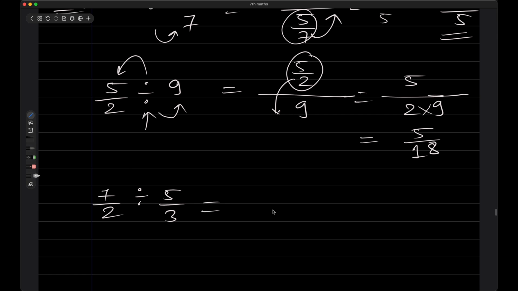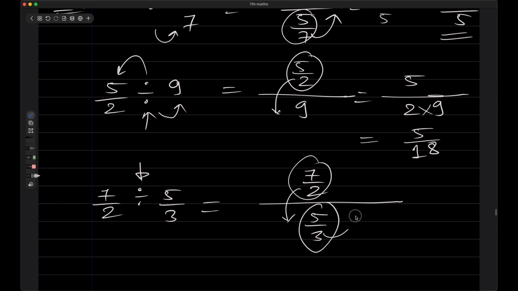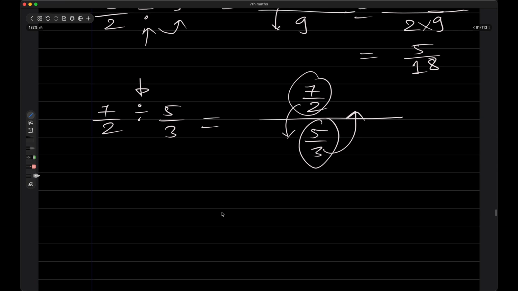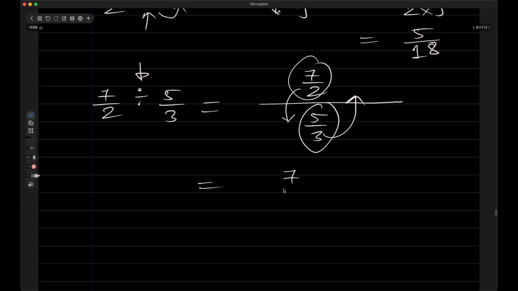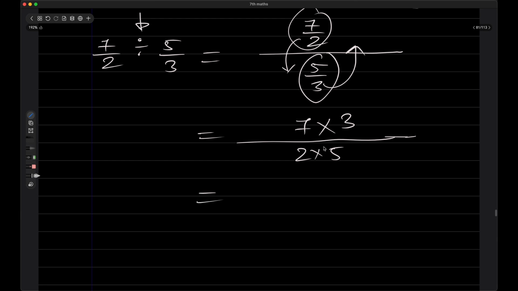Last example, that is fraction by fraction. Start from division line, 7 by 2 above, 5 by 3 below division line. Send denominator to opposite side, that is, 7 and 2 on the opposite side of division line, then denominator 5 as it is, 3 on the opposite side of division line, that is equals to 7 into 3 divided by 5 into 2.